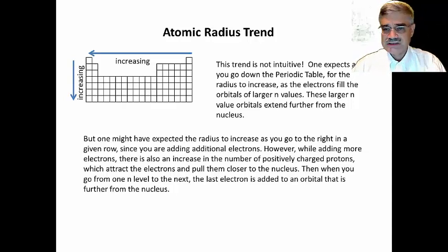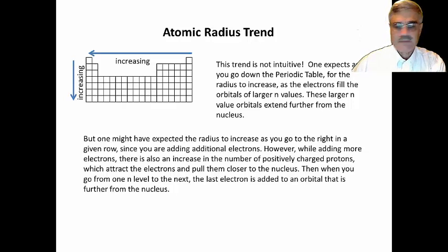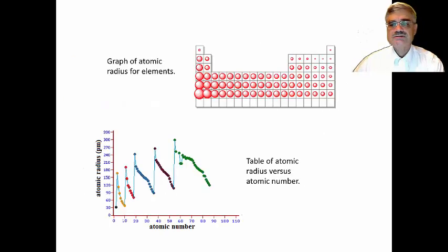And I will tell you in this class that there are only a couple of counterintuitive behaviors or trends that we run into in chemistry, and this is one of them. So it's just important to remember that as you go from left to right in a periodic table, things get smaller rather than bigger. And the next slide shows a graphical representation of that in the top.